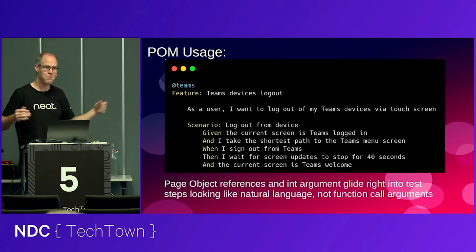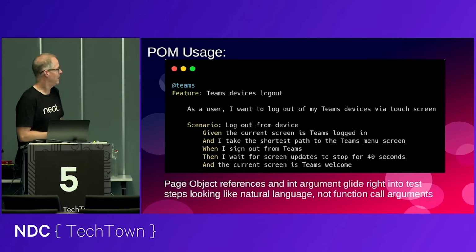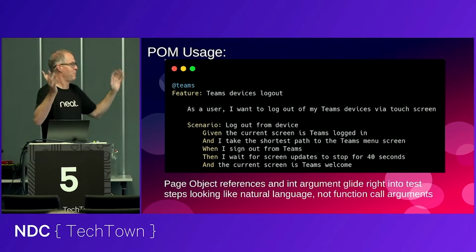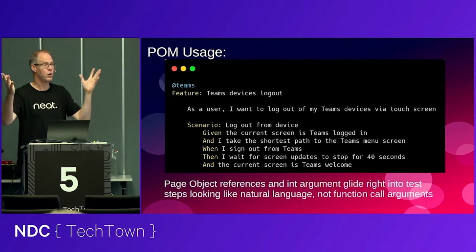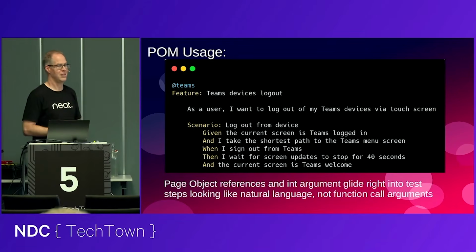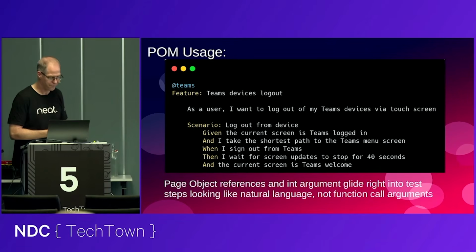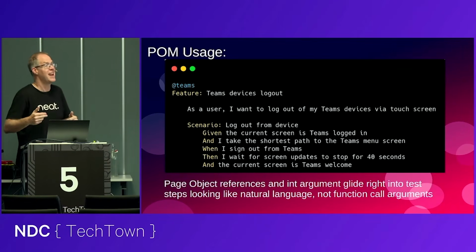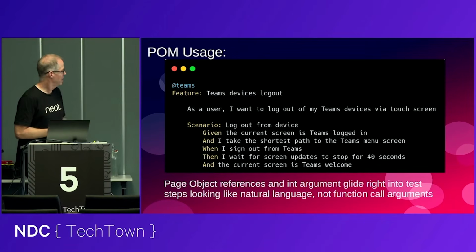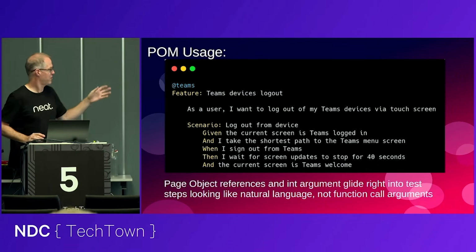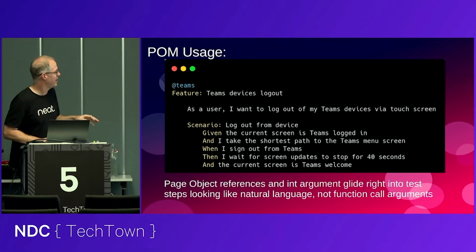When I sign out of Teams, that's an operation, and then it takes a while for the app to stabilize, and then a new assert, the current screen is Teams welcome. So then we'll call the on method in the screen that we ended up navigating to implicitly by logging out. So the page object references just glide in. And also, like you see here, I'm waiting for 40 seconds.